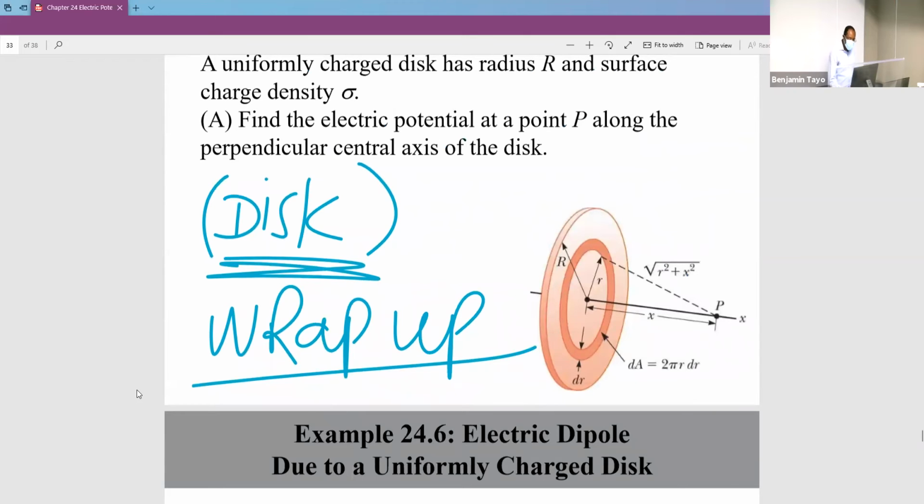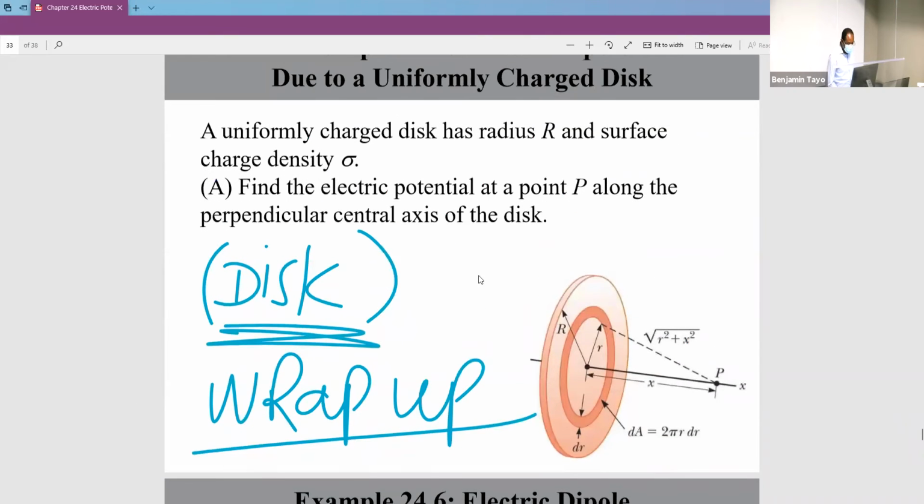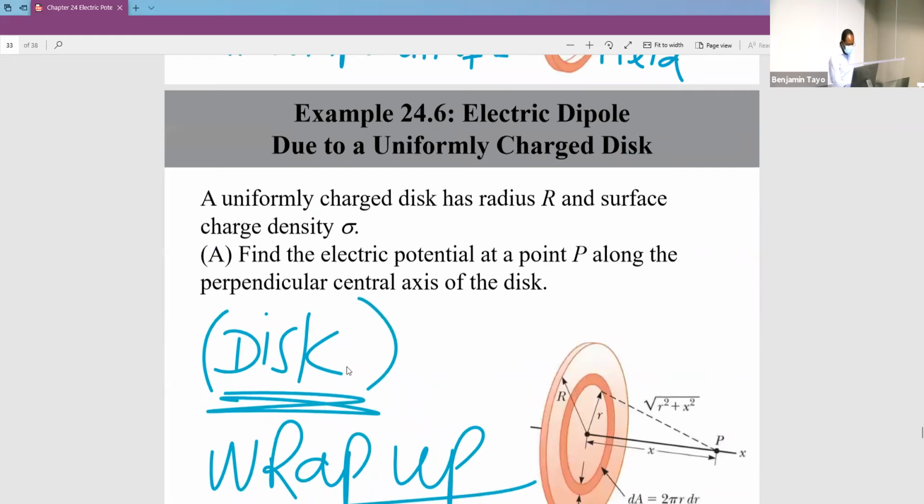So now we're going to look at the disk. This is the typo here. It should be electric potential.